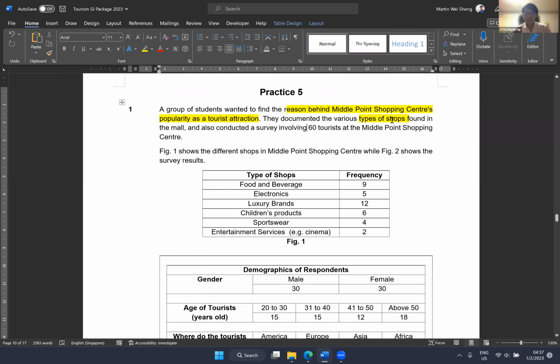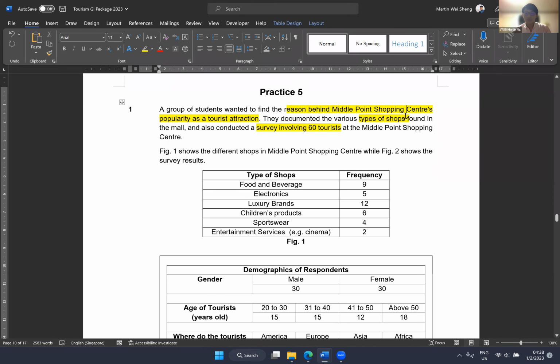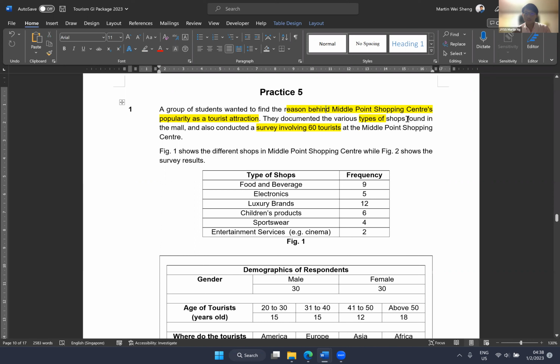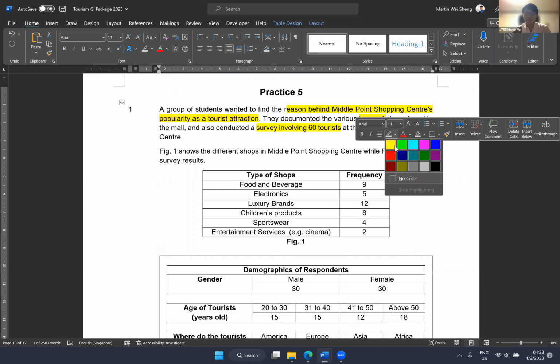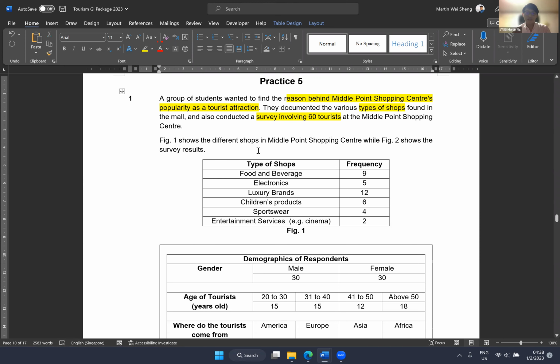Then they also conducted a survey involving 60 tourists at the mall. So probably they went down to the mall and then they did a questionnaire survey on 60 tourists. So the results of their survey are posted in figure 1 and figure 2 below. So let us take a look at figure 1 and figure 2.